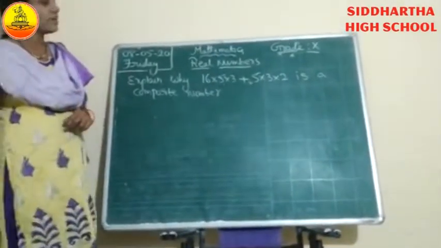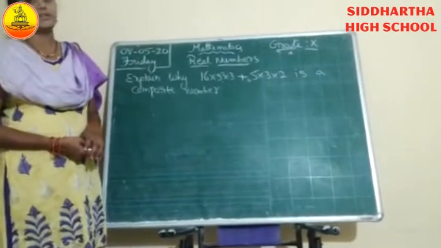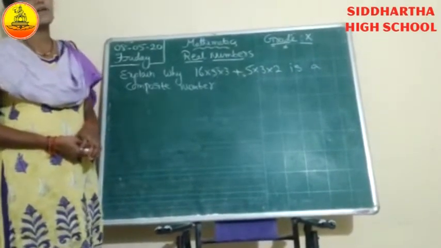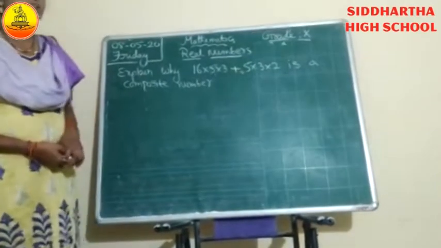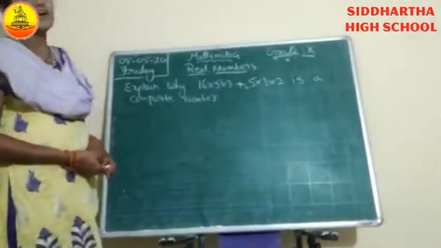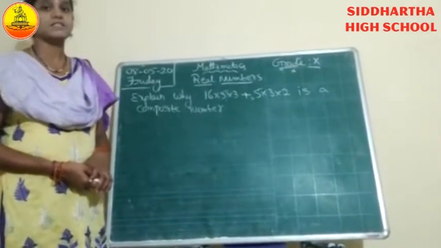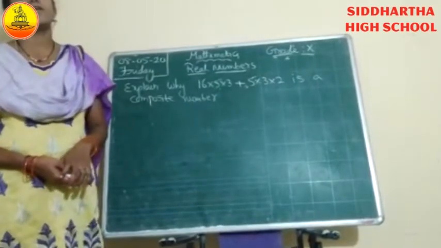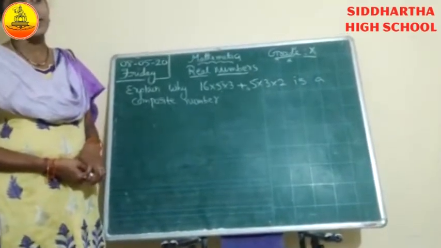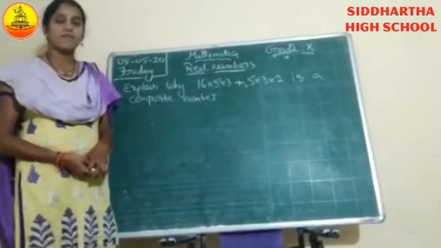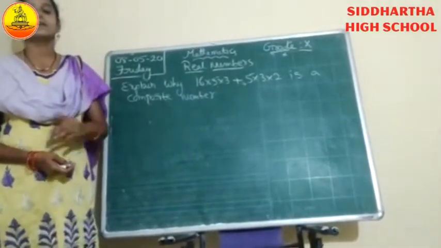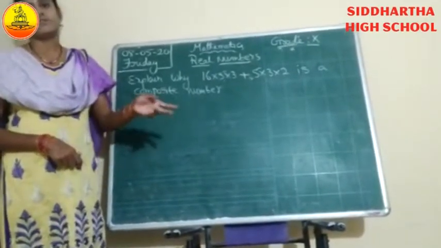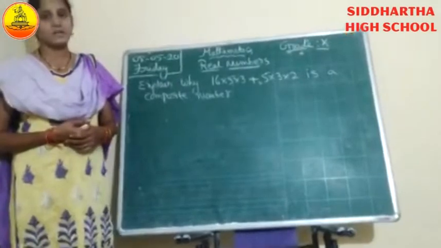In the last class, we discussed the fundamental theorem of arithmetic. What is the fundamental theorem of arithmetic? Let us recall that. Every composite number can be expressed as the product of primes, and this factorization is unique apart from the order in which the prime factors occur. That means every composite number can be expressed as the product of prime numbers. The order may be different, but the factorization is unique.